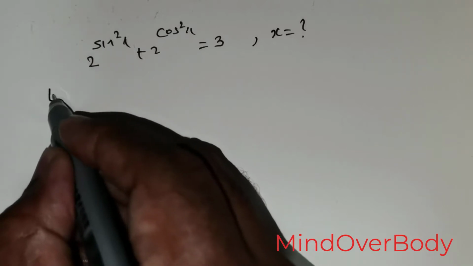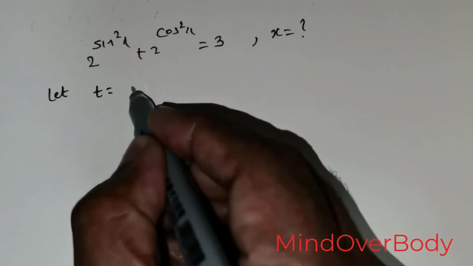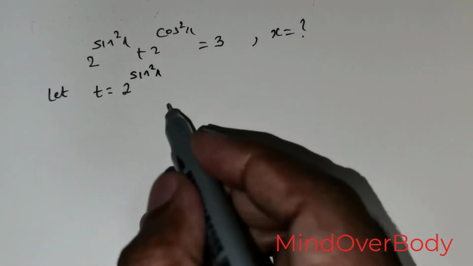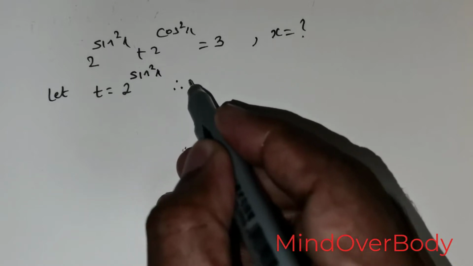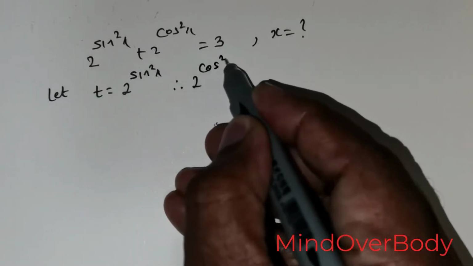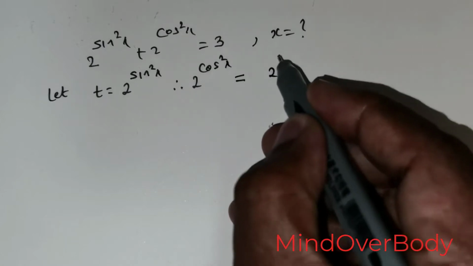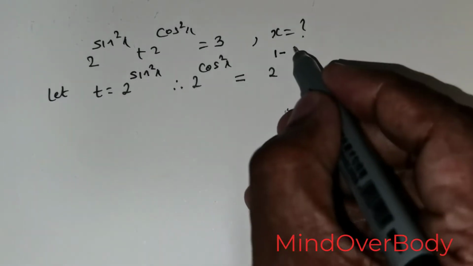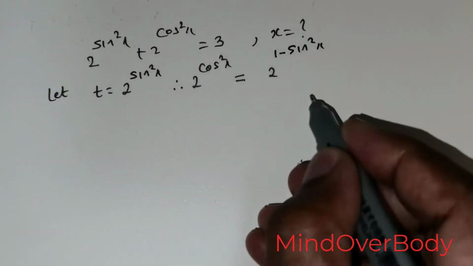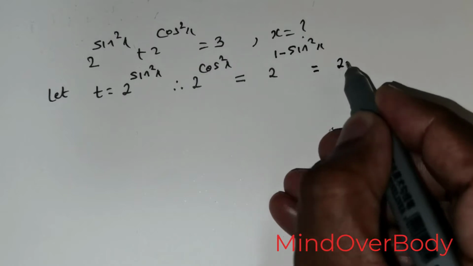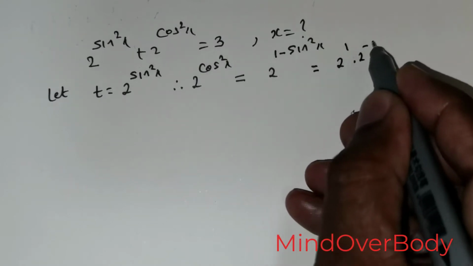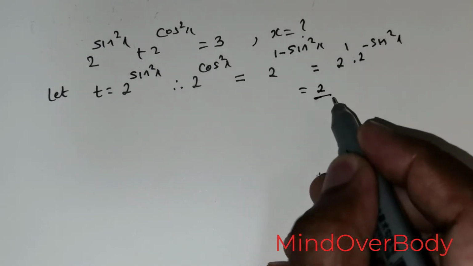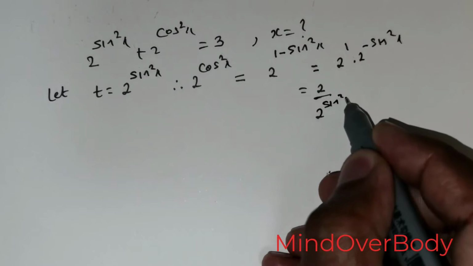The first way is, let me just take t to be equal to 2 raised to the power of sine squared x. And then I can rewrite 2 raised to the power of cos squared x as 2 raised to the power, I'm going to use cos squared x written as 1 minus sine squared x, right? So this can be further rewritten as 2 raised to the power 1 times 2 raised to the power negative sine squared x, which can be rewritten as 2, I can push it down, so it's going to be 2 over 2 raised to the power sine squared x.